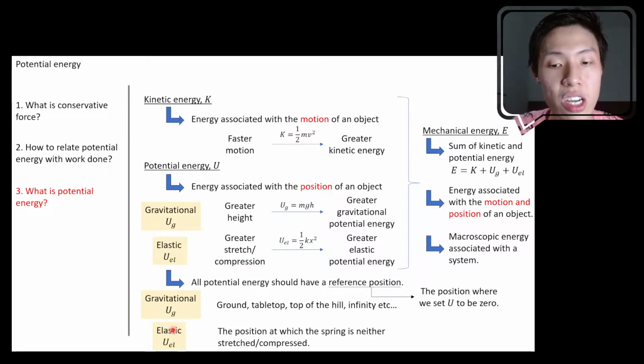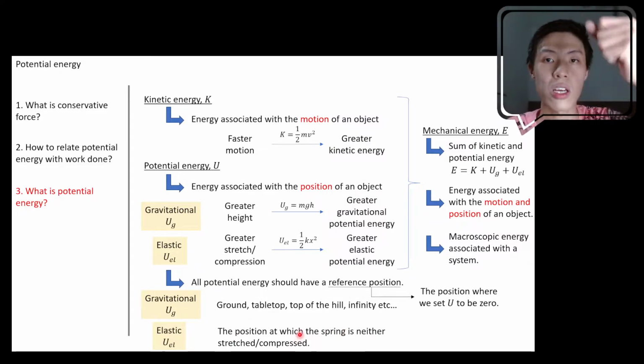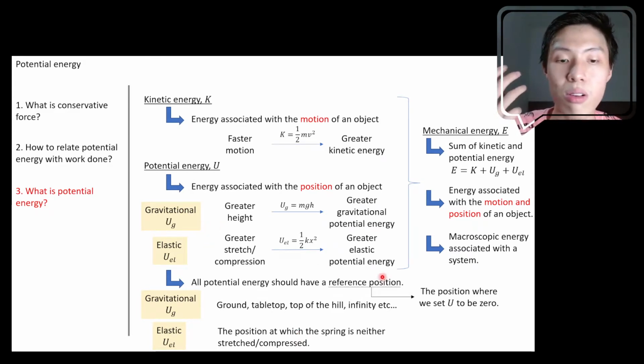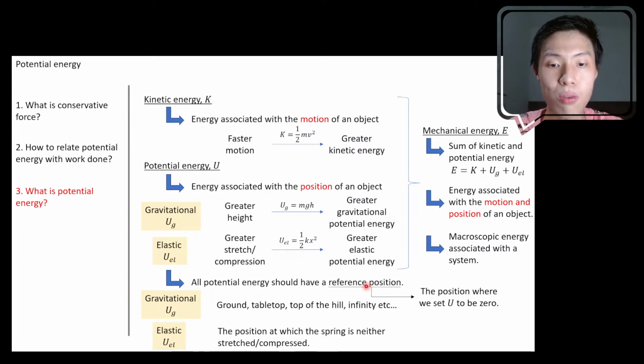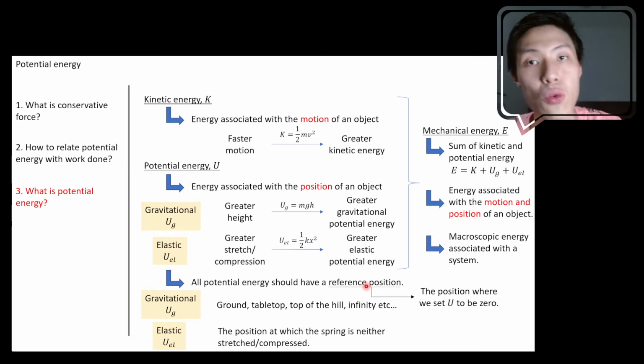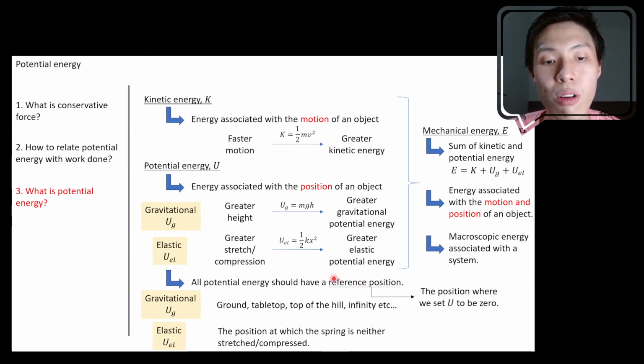But for elastic potential energy, we don't have that kind of flexibility anymore. For elastic potential energy, the reference position is always the position at which the spring is neither stretched nor compressed. So you can never set a position where the spring is stretched or compressed as the reference position. You can only set the position in which the spring is neither stretched nor compressed as the reference position, and that is where our x equals 0. Our spring doesn't stretch, doesn't compress. Therefore, x equals 0, and your U elastic will be equal to 0. So that's the idea of the reference position, and it's good to know that you can arbitrarily set where you want your reference position to be for gravitational potential energy.